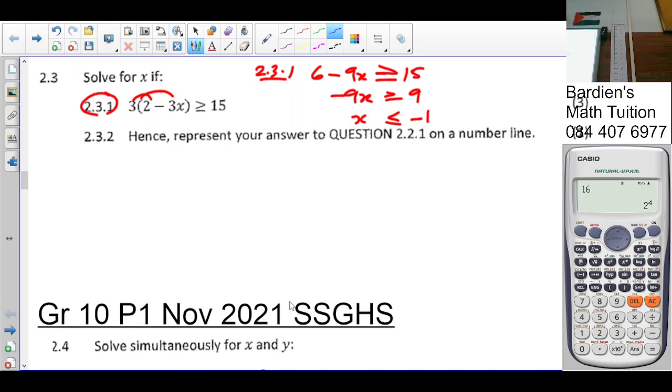The next one says, hence, represent the answer to equation 2.2.1 on the number line. So we've got your negative 1, and this is your x axis. Do you have a closed or open circle at negative 1? Closed. Why? Because of the equal sign. So read the inequality, x must be less than or equal to negative 1.